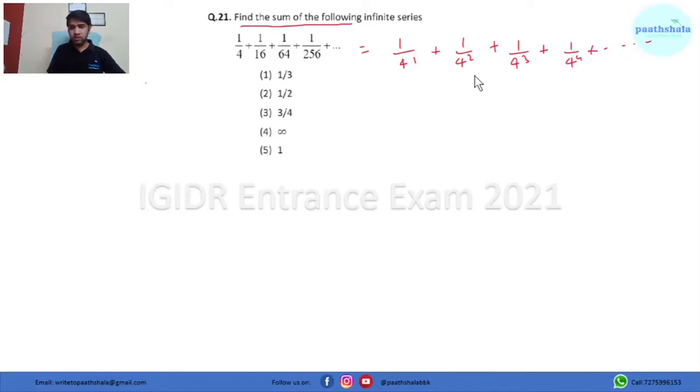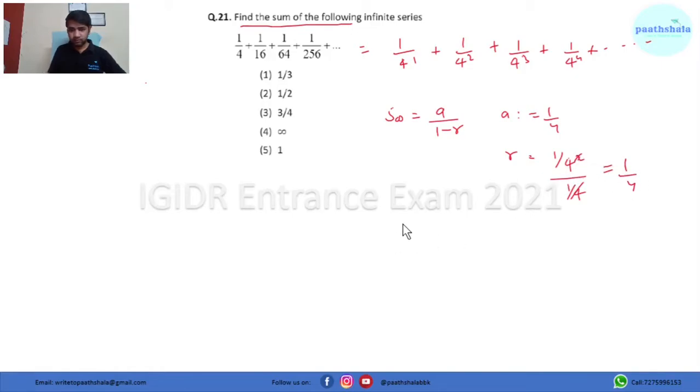So you can see that this is basically a geometric progression and this is an infinite series, and the sum of an infinite series for a geometric progression is a upon 1 minus r, where a is the first term, so this is basically 1 by 4, and r is the common ratio, so this will be 1 upon 4 square divided by 1 upon 4, so this comes out to be 1 by 4.